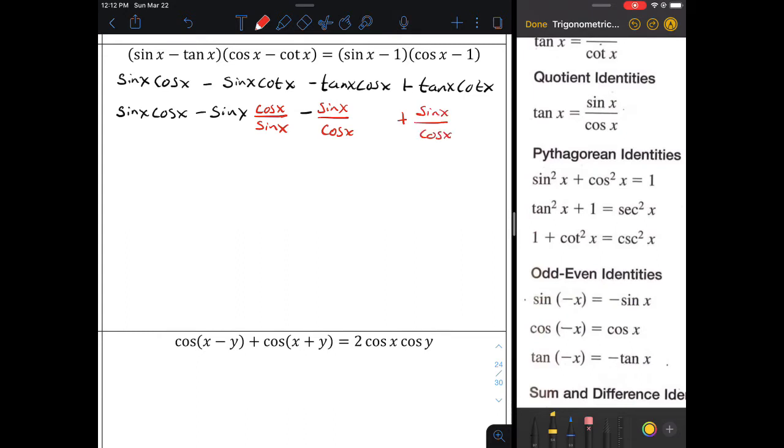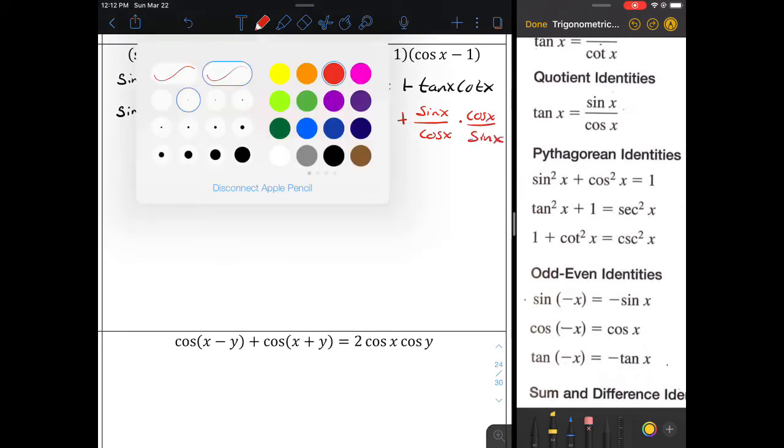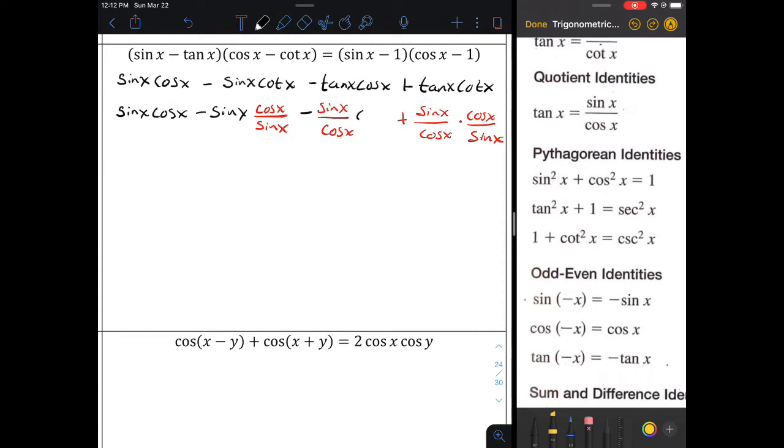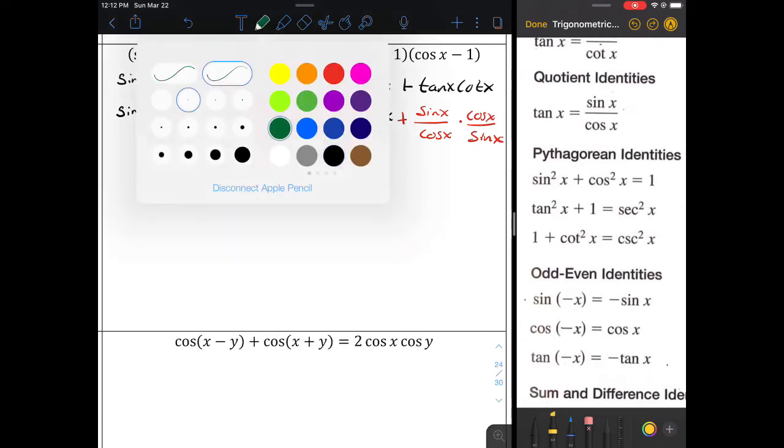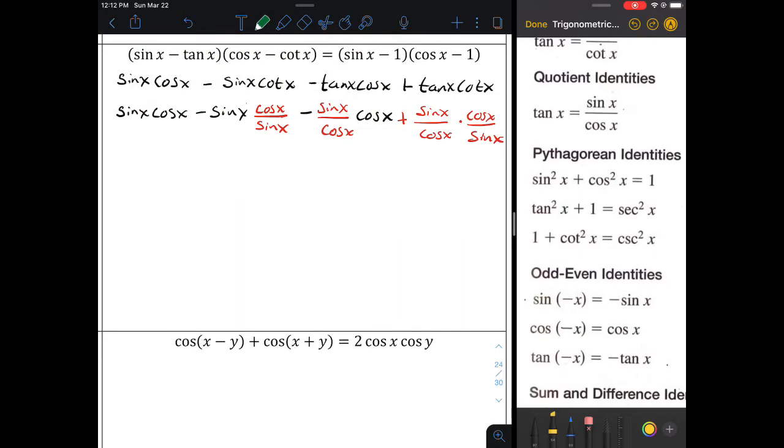And cotangent is cosine over sine. So I'm just trying to highlight everything that I changed. All right, and now we'll start to see we could get some things to cancel here. We'll see that the sine of x cancels with that sine of x, the cosine of x cancels with that cosine of x, and in fact, when I multiply tangent by cotangent, they cancel each other out.